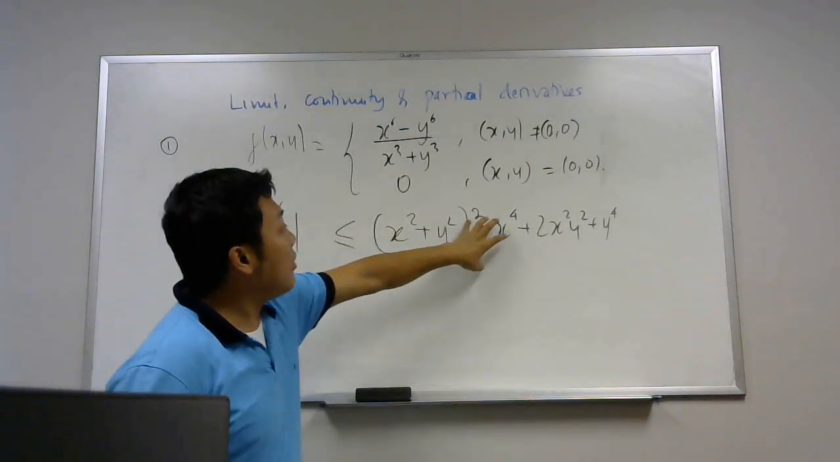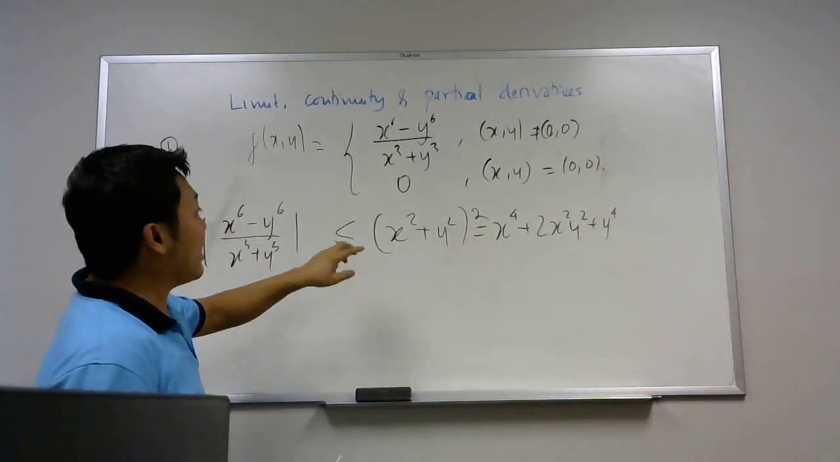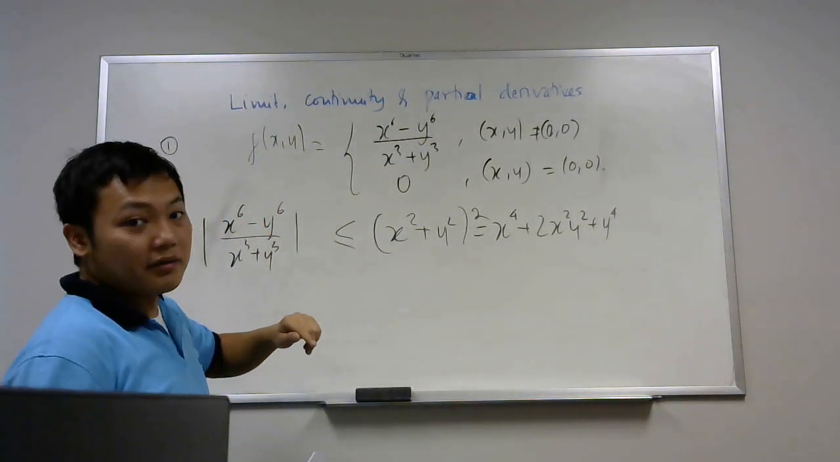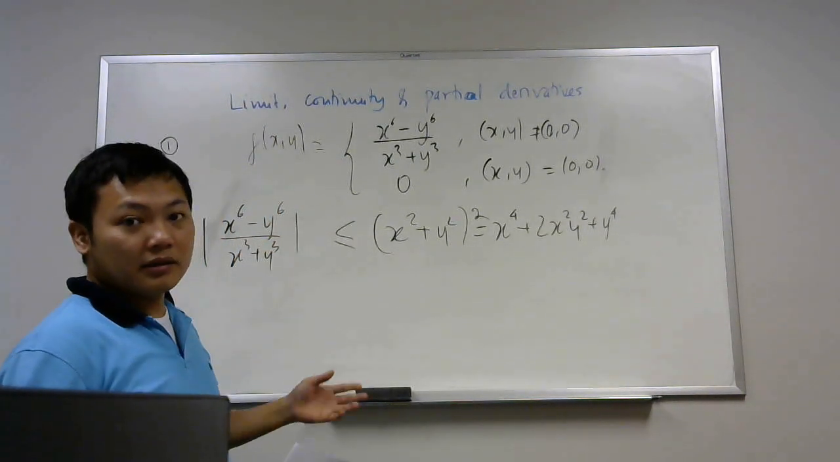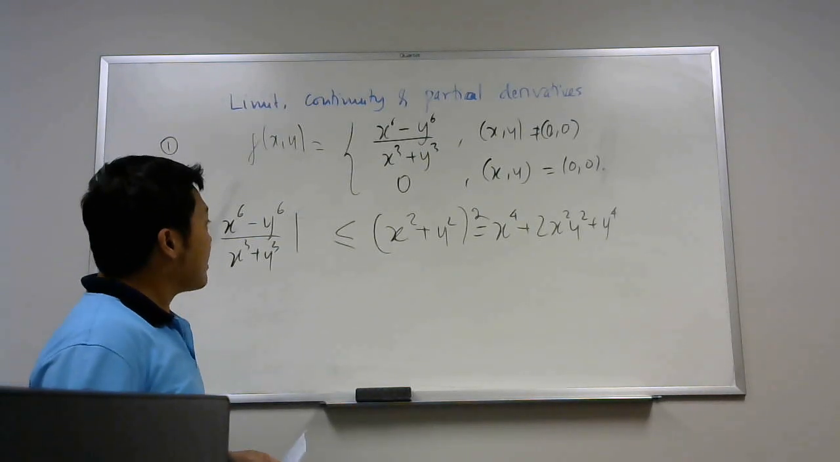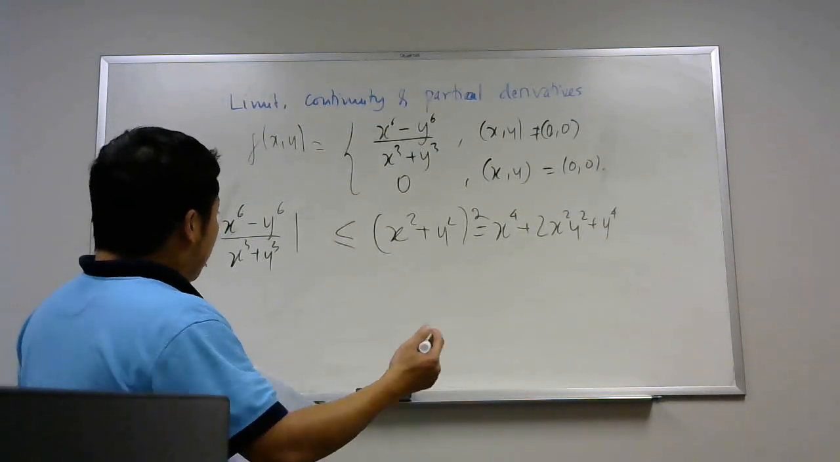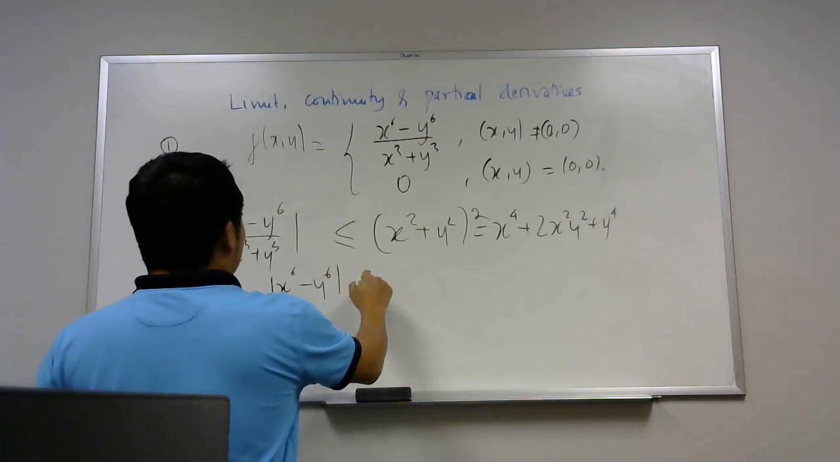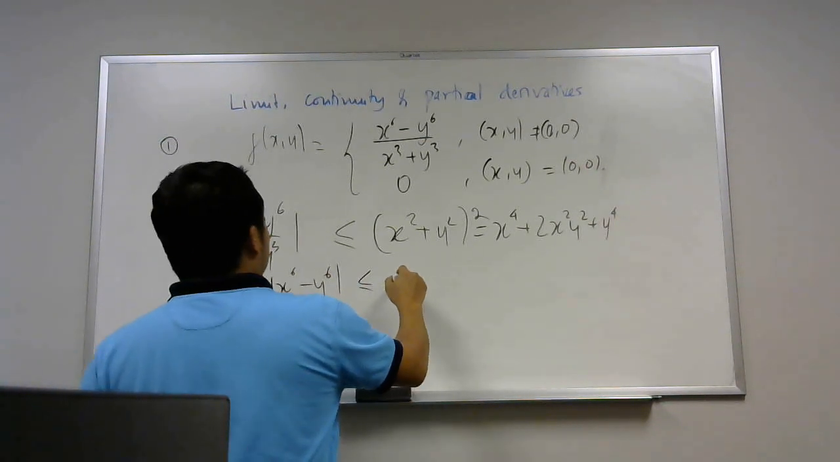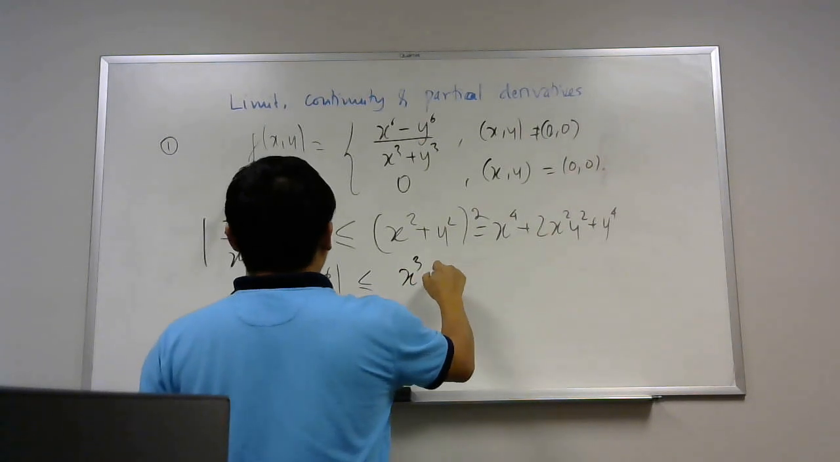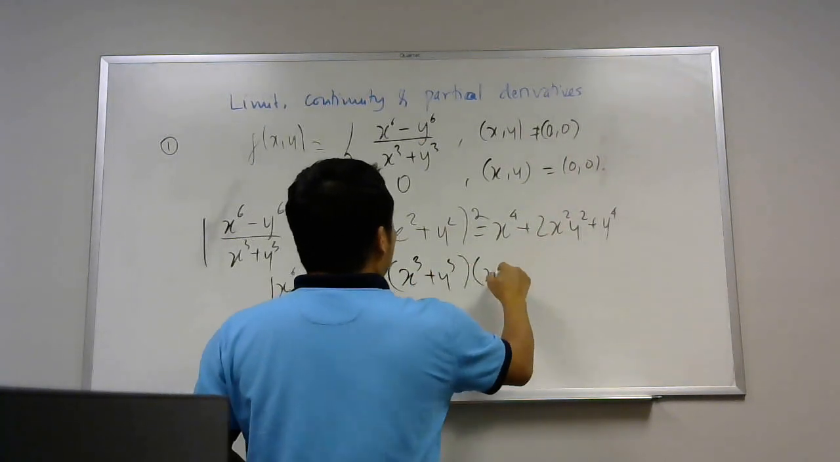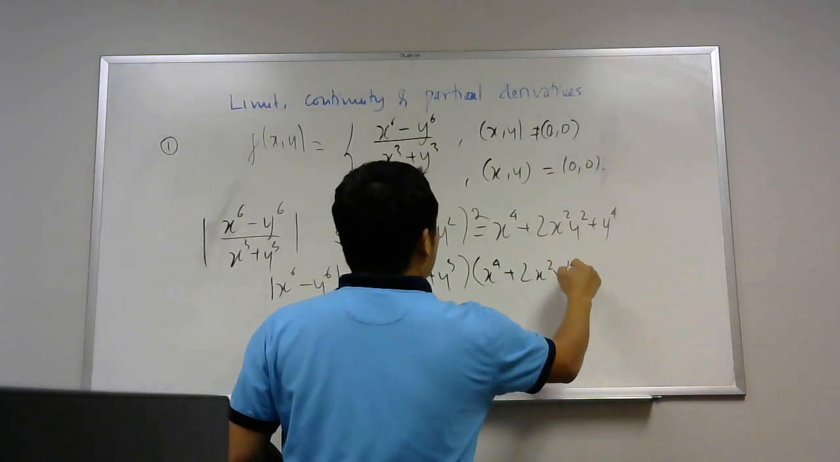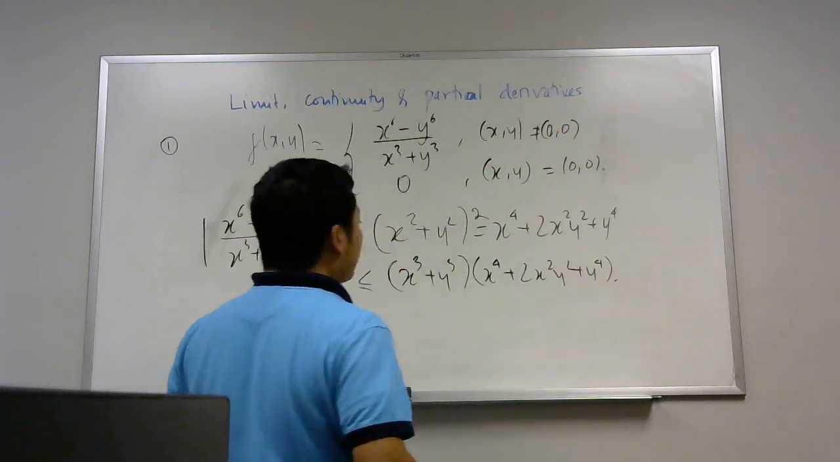And then everything in here would be greater than x^7 plus y^7, which is greater than this guy. I mean, that is enough. Makes sense? So I can write x^6 minus y^6 less than or equal to x cubed plus y cubed, x^4 plus 2x squared y squared plus y^4.